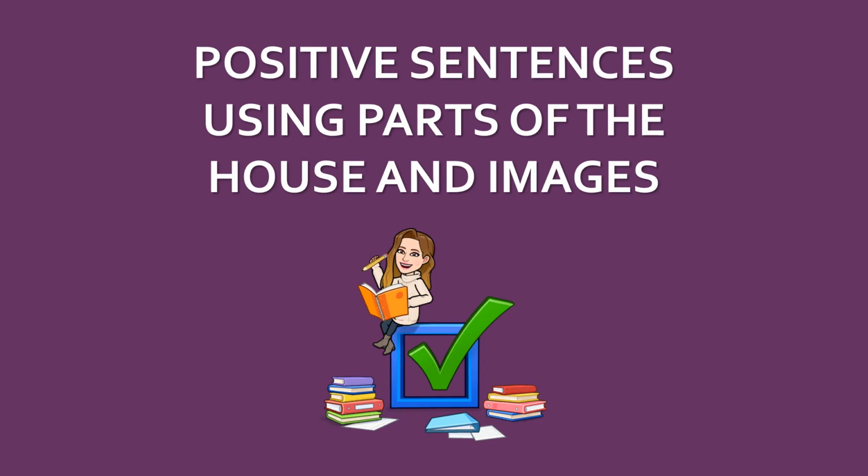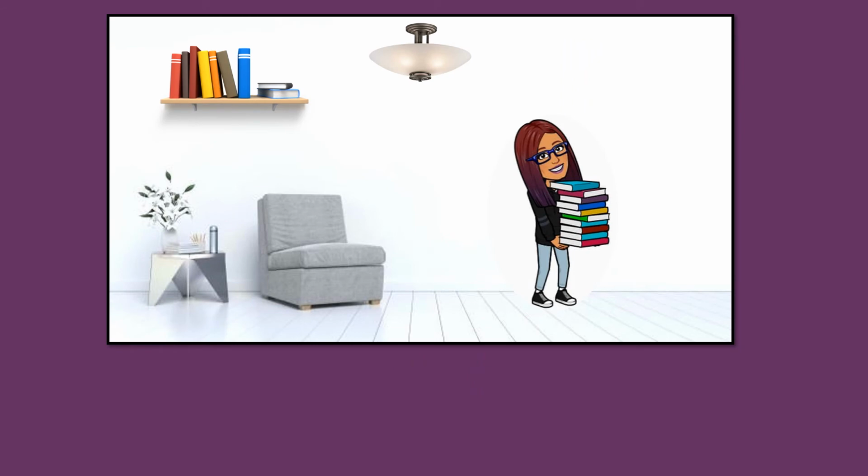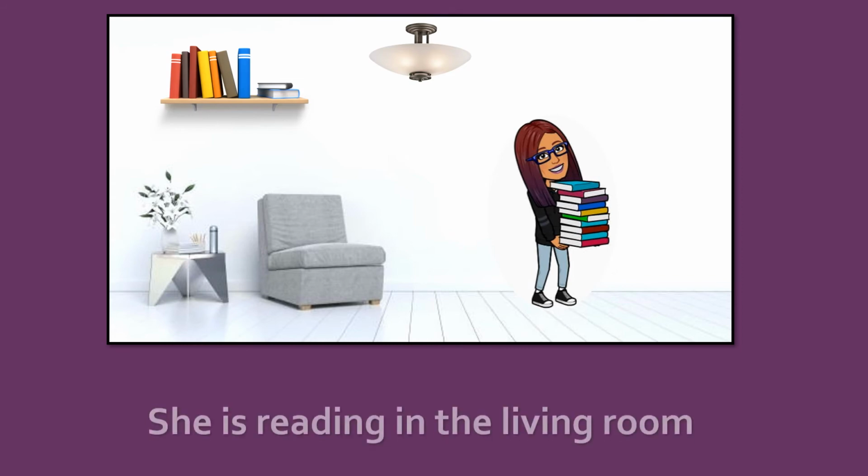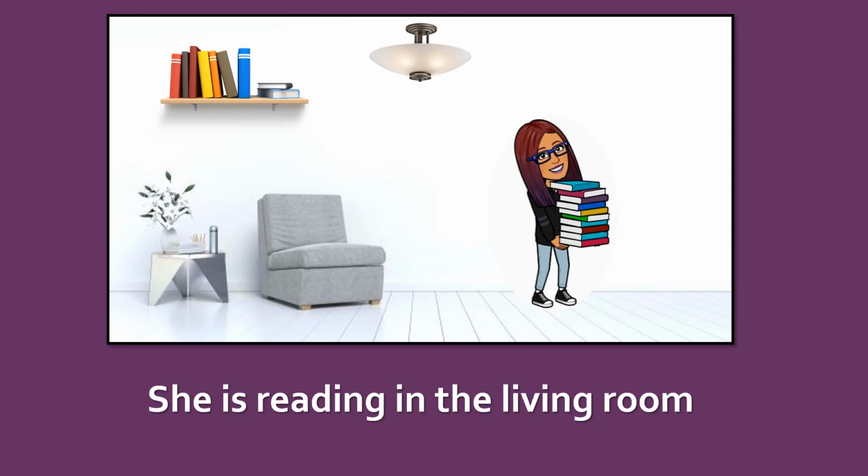Now we're going to analyze this positive sentence using the parts of the house, but with images because it is easier for us to look at this way. So, for example, here we have Miss Jasmine that is doing something in some part of the house. So here we can say she is reading in the living room.